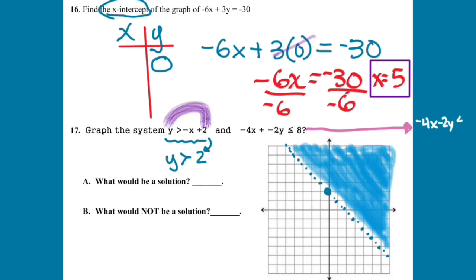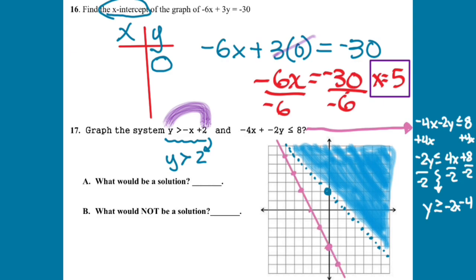When I graph the second equation, first I have to have it in graphable form. So I go ahead and solve for y, moving over my 4x, dividing by negative 2, which means I have to switch the sign. And I go ahead and graph the equation. I need to see this as y is greater than or equal to negative 4.